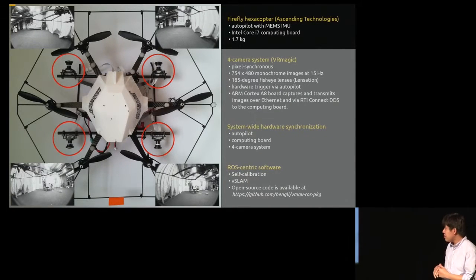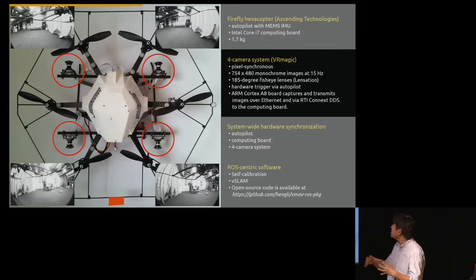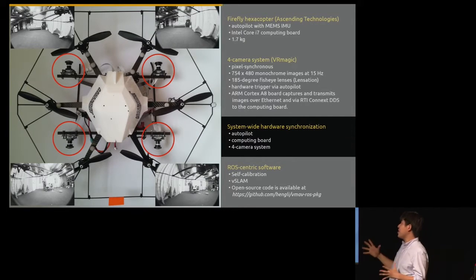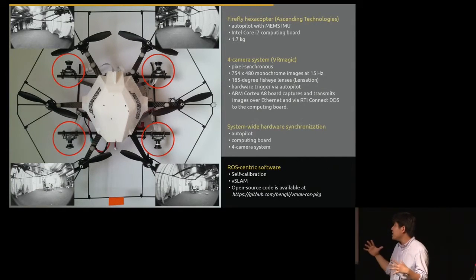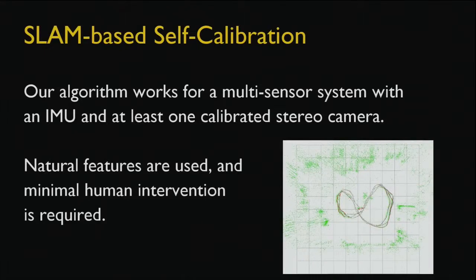So now we show our MAV platform, which is the Firefly helicopter. We have a 4-camera system where all 4 cameras are synchronized, and we use a fixed exposure time for each camera, and we make sure that all the sensors and the computer board are time synchronized, and we make the code open source. So now we will talk about the SLAM-based self-calibration, which works for a system with an IMU and any number of calibrated stereo cameras. Here we only use natural features. We don't use special markers, and we only require minimal human intervention.